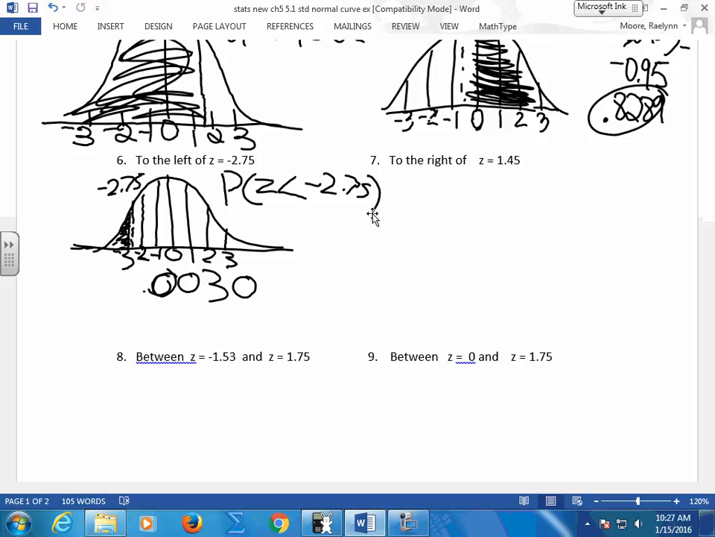Anybody want to do number 7? John, was that you? Thank you for raising your hand. Number 7? Sure. Yeah, 1 minus 0.9.